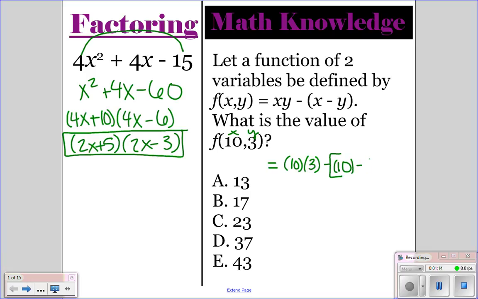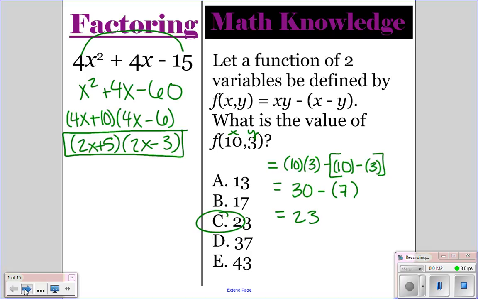and then minus 3. So we have 30, and then minus 10 minus 3 is 7, so we have a 7 here. And so 30 minus 7 is 23. So your answer is going to be C.